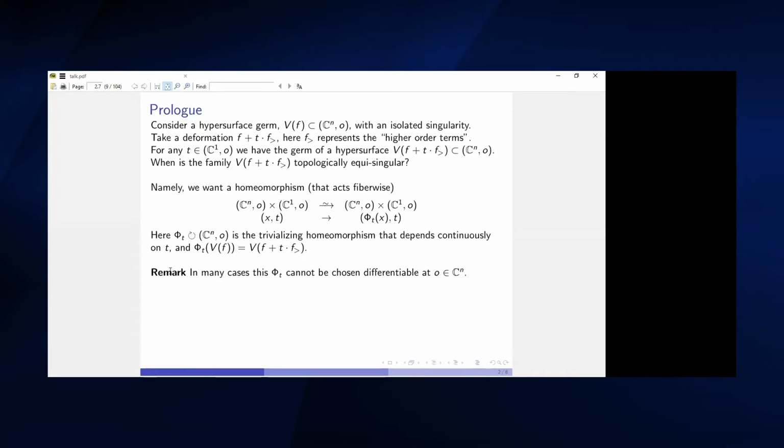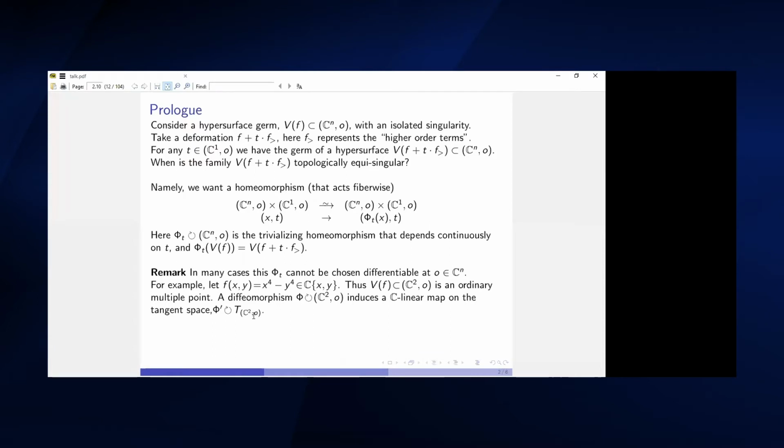And the fact of life is that in many cases, this φt cannot be chosen differentiable. So it is a genuine homeomorphism, and we cannot do much better. Yes, the problem is always at the origin. So let's recall the classical example. Take the simplest possible function. This defines an ordinary multiple point, a curve in the plane. So here we have four smooth branches, pairwise non-tangent, a very simple singularity.